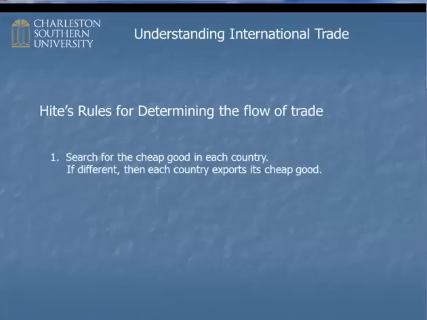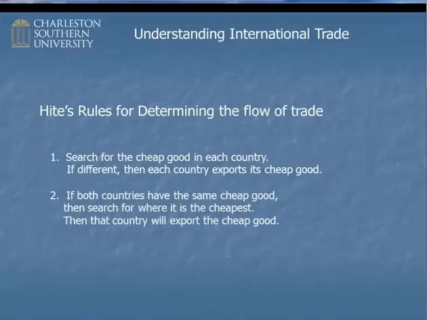Rule number 1 says, search for the cheap good in each country. That is, cheap in terms of its opportunity cost. If different, then each country exports its cheap good. So in the first case, the cheap good was different in each country, therefore each country exports the cheap good. Remember now, those numbers are not prices, those numbers are output.